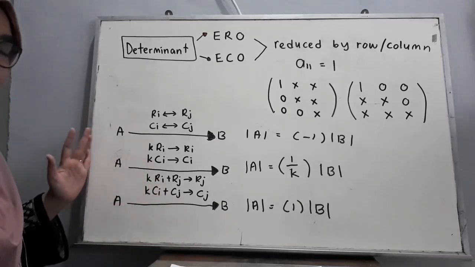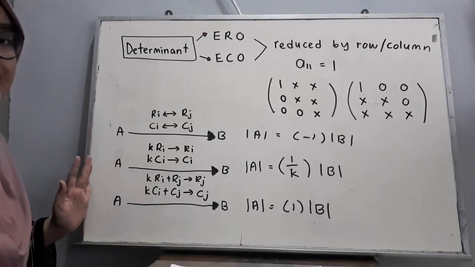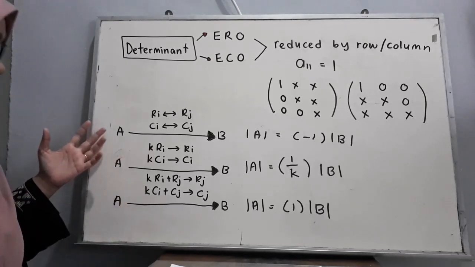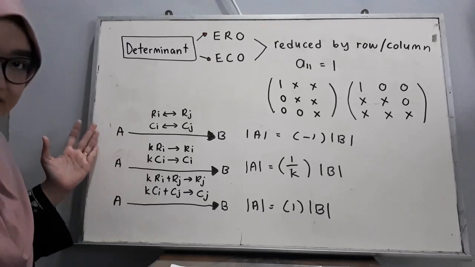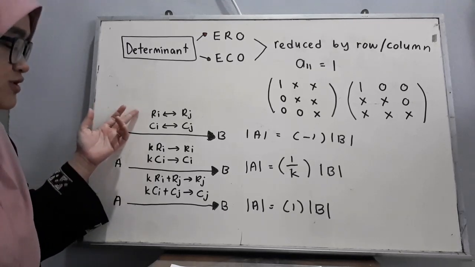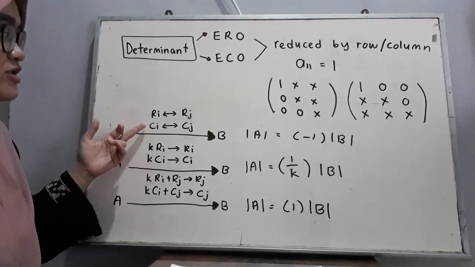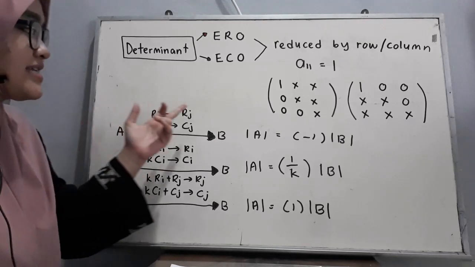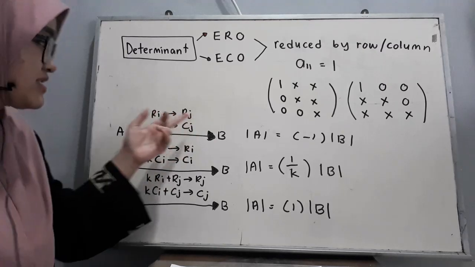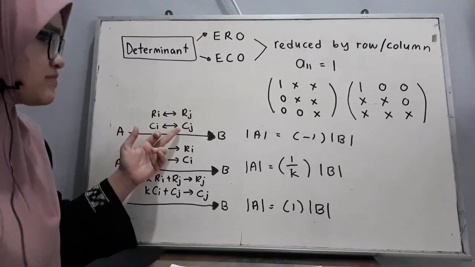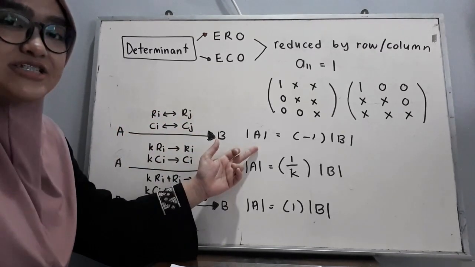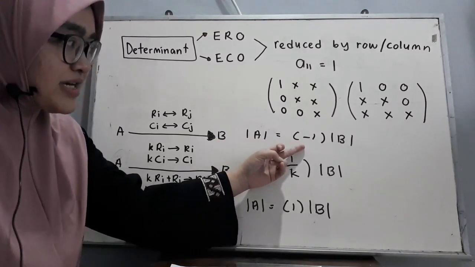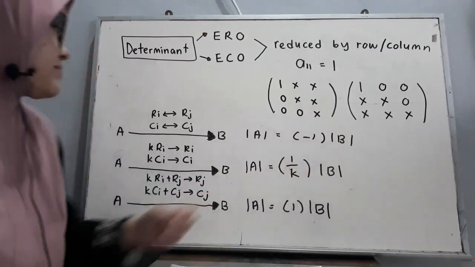There are 3 operations involved in ERO or ECO. Okay, number 1. If we exchange between 2 rows or exchange between 2 columns, for example, we change R1 and R2, or we change column 1 and column 2. So determinant A equals -1 multiplied by determinant B.